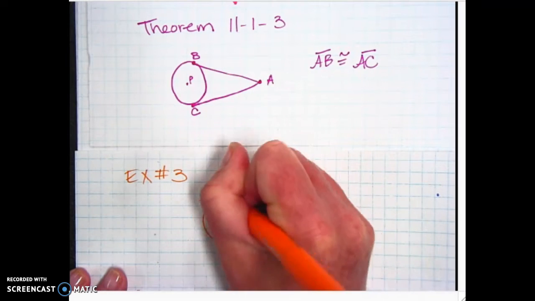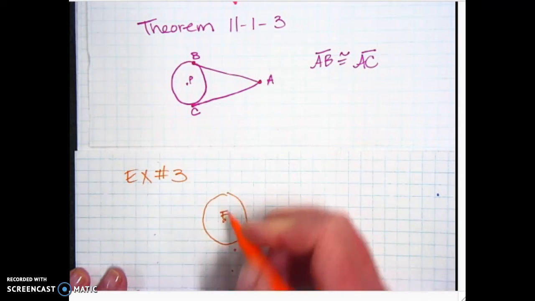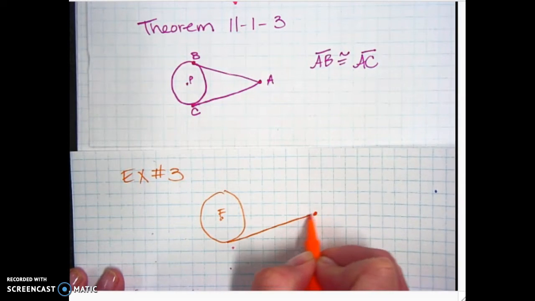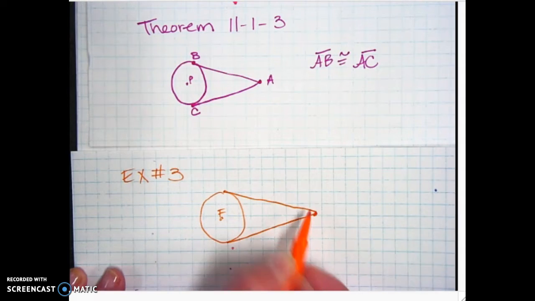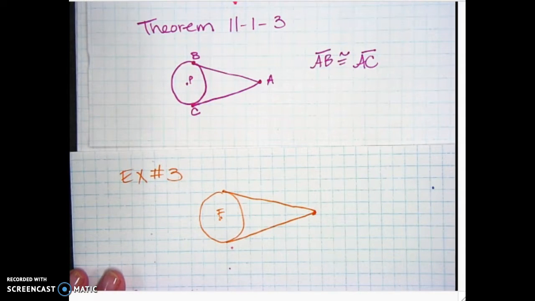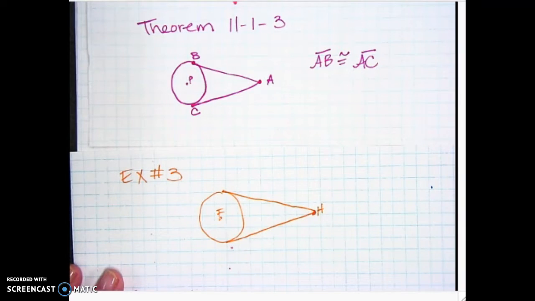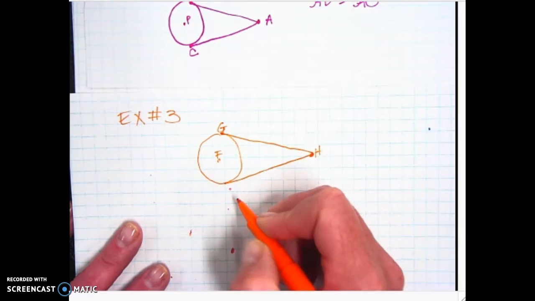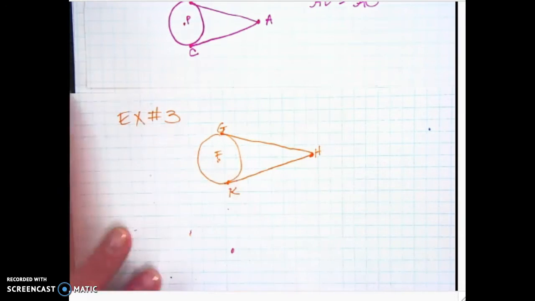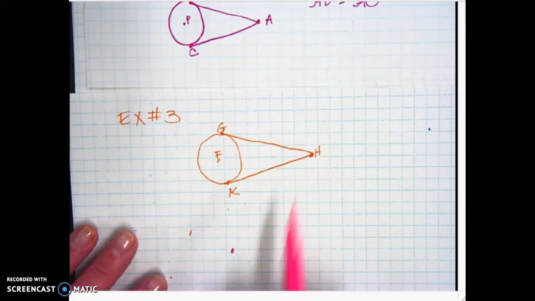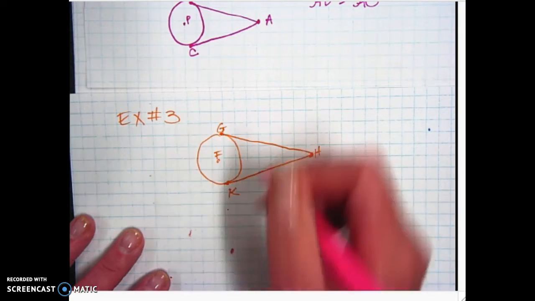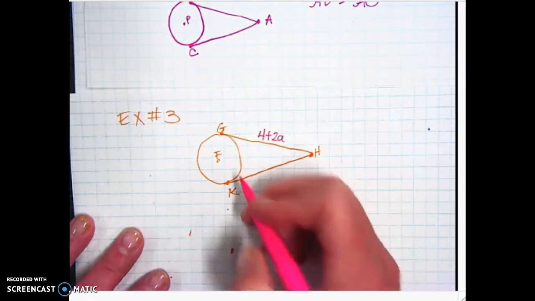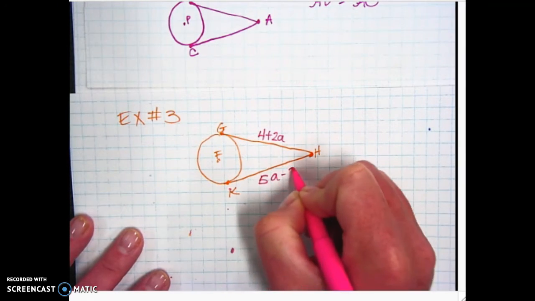We're going to have a circle. We'll call it circle F. And we're going to have an external point way over here. And it's going to be connected to the circle like that. We'll call it point H over here, G up here, K down here. And now let me give you some measurements. So HG is going to be 4 plus 2A, and HK is going to be 5A minus 32.